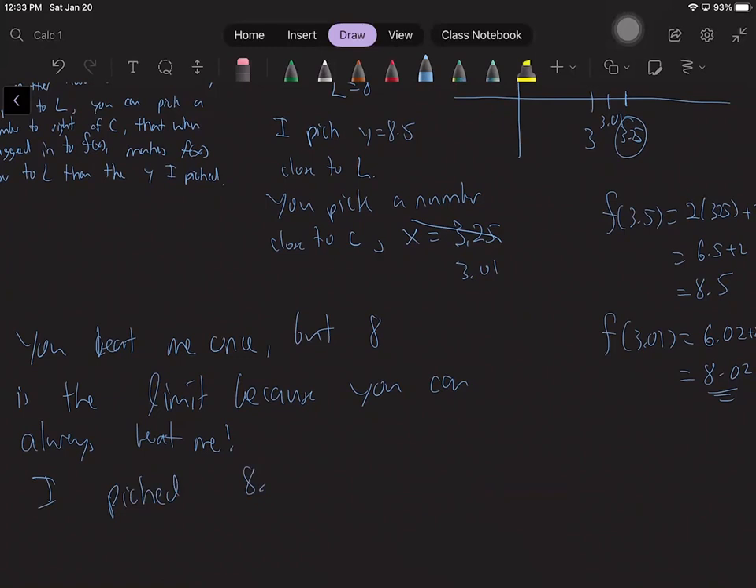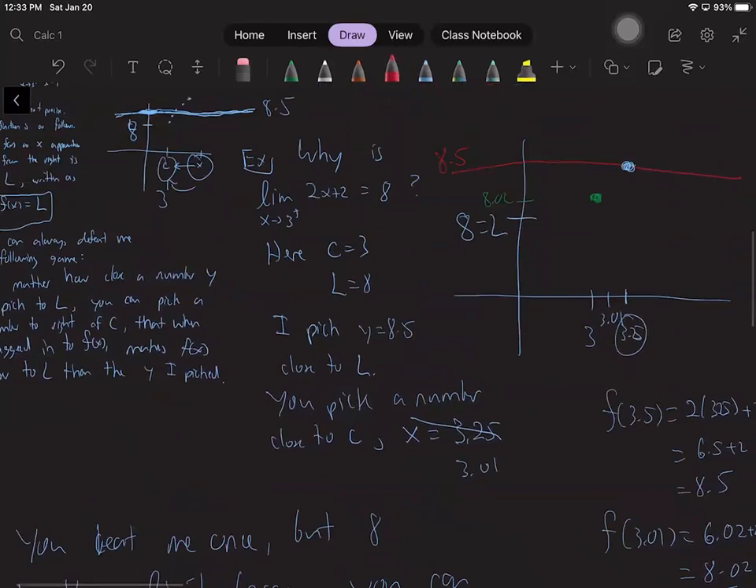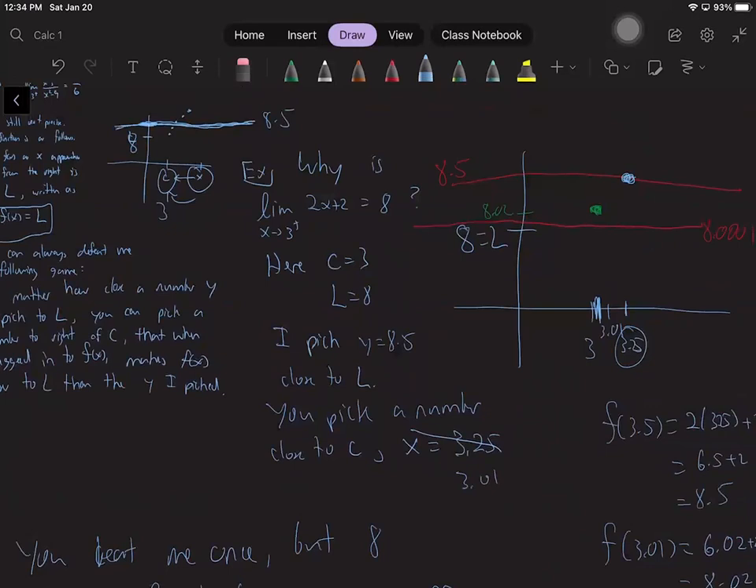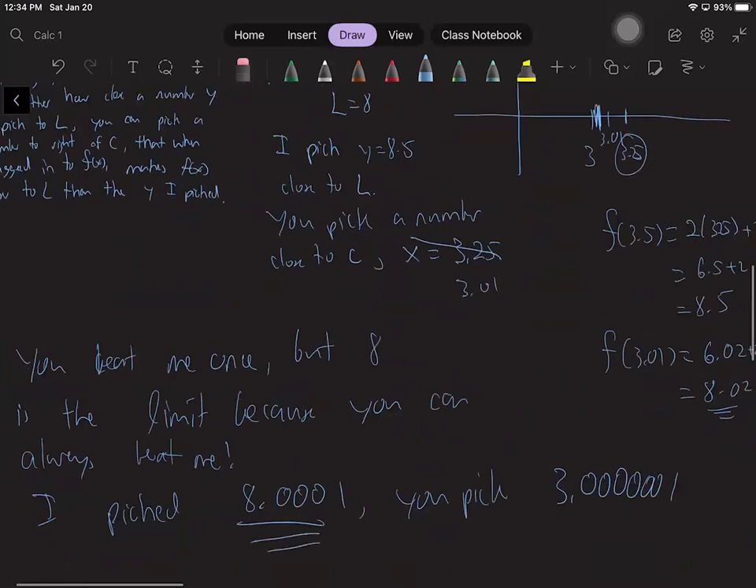like 8.0001 as my boundary to say you can't get any closer than me, again, now I'm down here, 8.0001, you could still beat me. You just have to go even closer to 3, like 3.000001. Then when you plug that in, you will still be closer to 8 than I was. So no matter what I pick, as close as I get to 8, you can always pick something close to 3 that beats the thing I said you couldn't surpass.